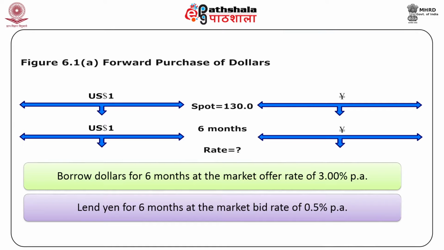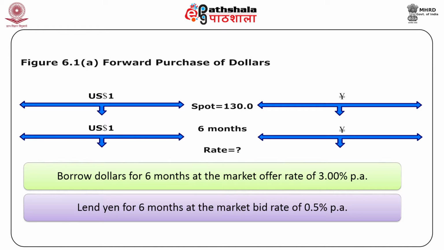If the bank purchases dollars forward, it will create a net exchange position. It will become long dollars. It could square its net exchange position by selling dollars spot at the market bid rate of US $1 is equal to 130 yen. What is the procedure?